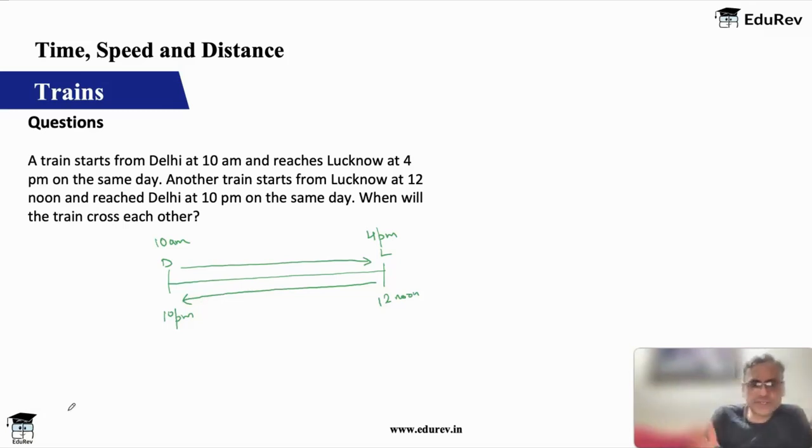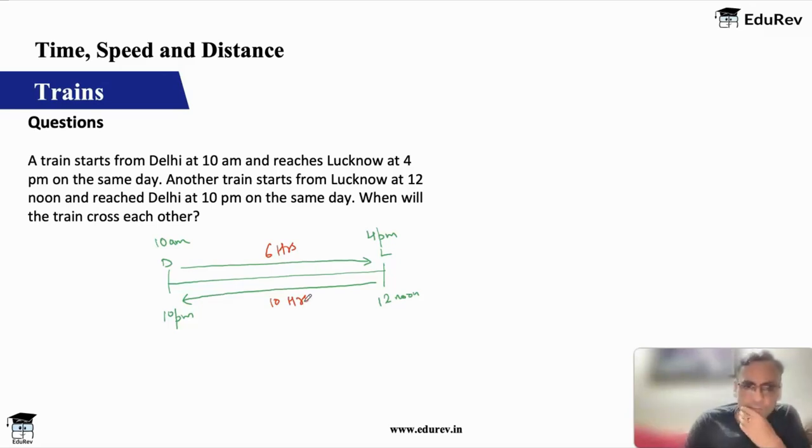Now the beauty of this question is the amount of data that you have is so minimal. There is no distance, there is no speed, there is no time, nothing. Time is actually there, if you come to think of it. The first train starts at 10, reaches at 4, so it takes 6 hours. The second train starts at 12, reaches at 10, so it takes 10 hours. This much data is there. Okay.